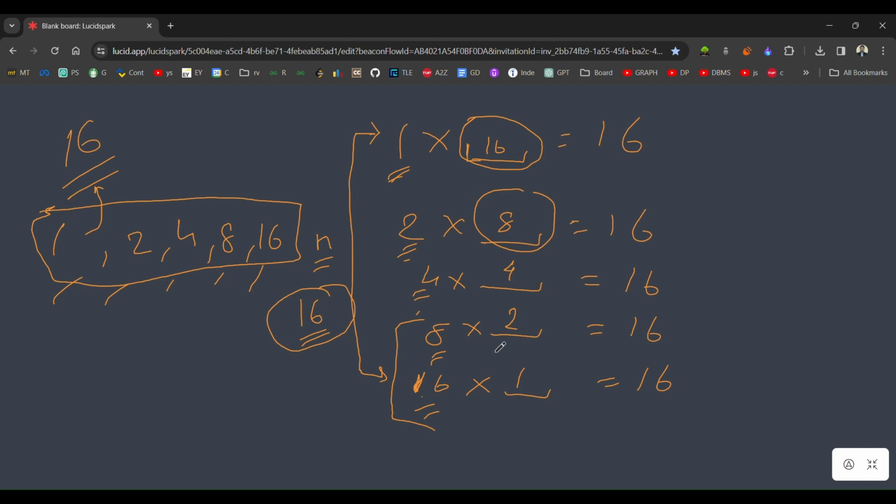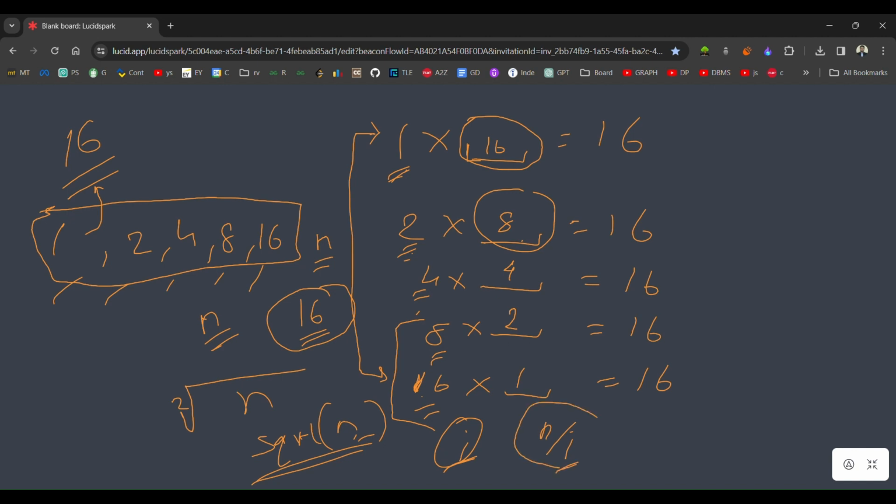So can I say that, while finding 1 and 2, I can find 16 and 8 also. So we don't have to iterate till n. We just have to iterate till square root of n, right? If we iterate till square root of n, if I is completely dividing n, then n by I also completely divides n.